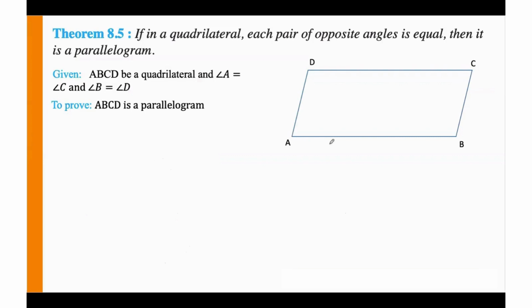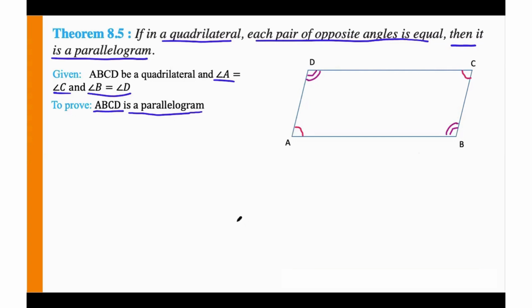Now coming to the theorem. Theorem 8.5. If in a quadrilateral, each pair of opposite angles is equal, then it is a parallelogram. So it's given that ABCD is a quadrilateral and angle A is equal to angle C. So you can see here angle A is equal to angle C and angle B is equal to angle D. We have to prove that this quadrilateral ABCD is a parallelogram. Now, let's understand the proof.